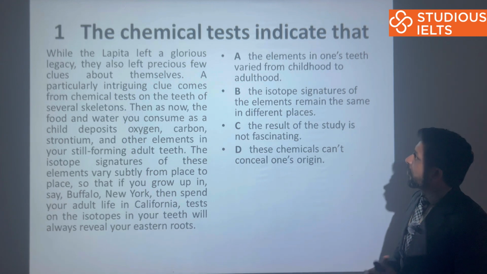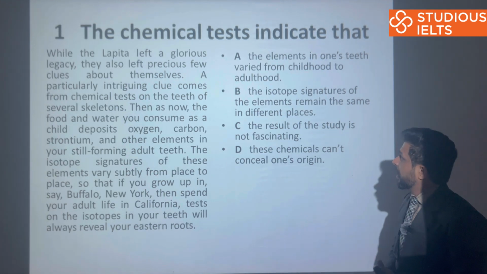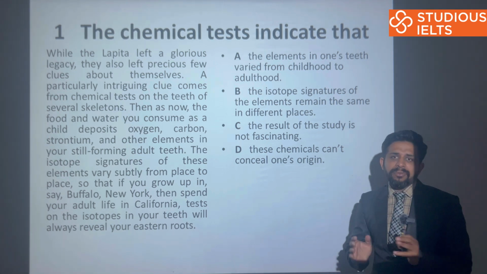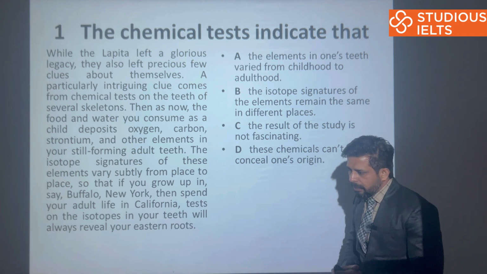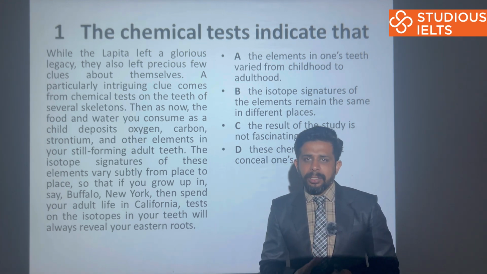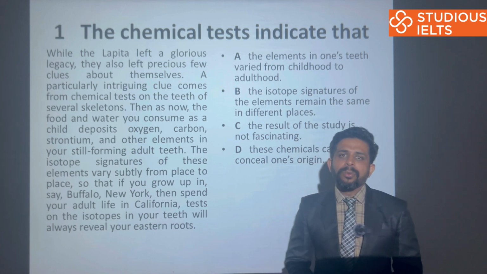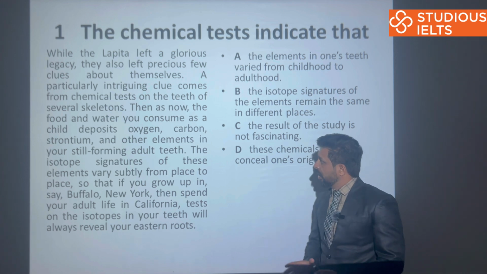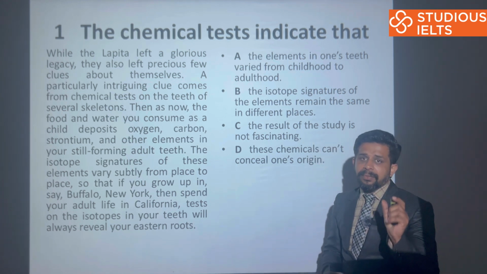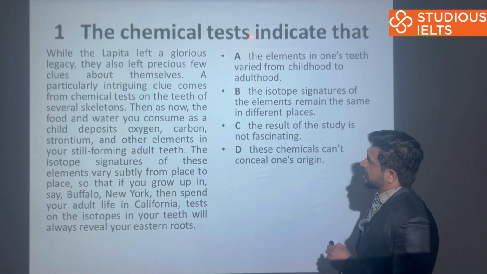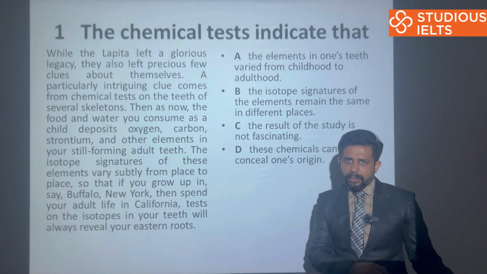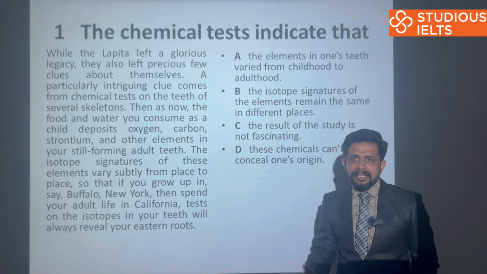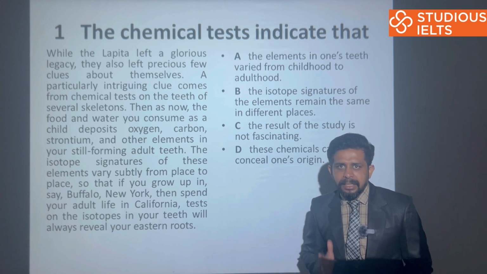Okay, so this is our question number 1 of this workshop. And question number 1 says, the chemical tests indicate that. You will have to complete this sentence in this MCQ form. Okay, how would I find the location? The location will be found with the help of the scanning method. Because in the scanning method, we got to know about one keyword here, that was chemical tests. And if we have scanned it properly, we will definitely find that in this paragraph, the chemical tests and their outcome has been clearly mentioned.